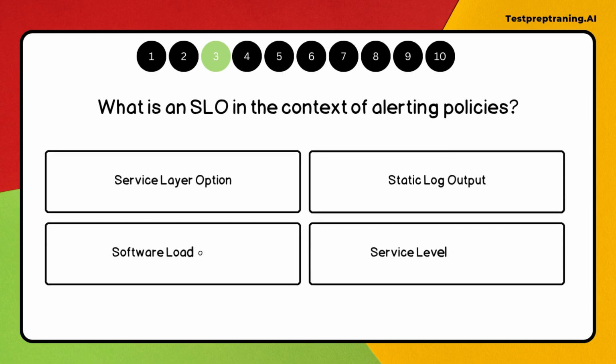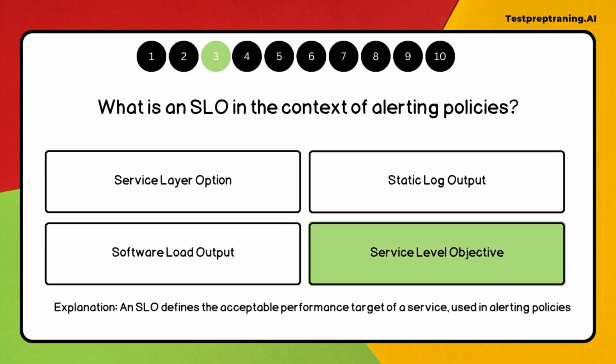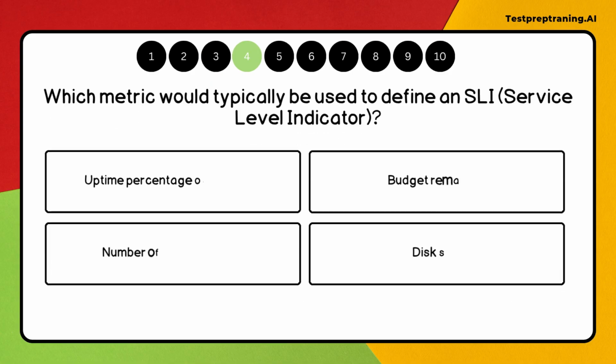Question 3. What is an SLO in the context of alerting policies? Correct answer is service level objective, as an SLO defines the acceptable performance target of a service, used in alerting policies. Question 4. Which metric would typically be used to define an SLI, service level indicator?